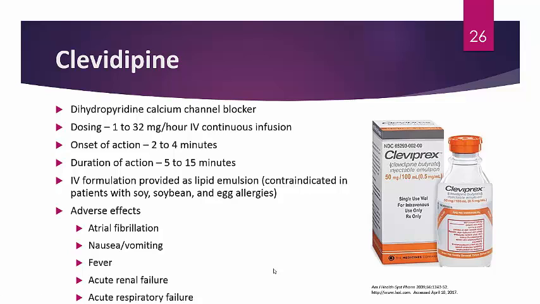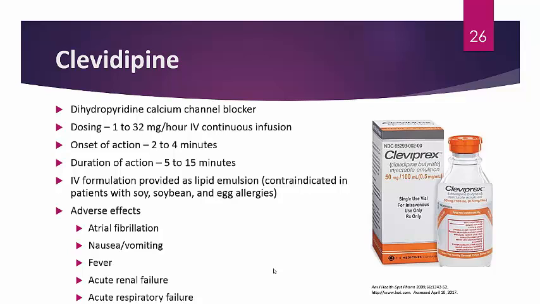Similar to Nicardipine, Clevidipine is also a dihydropyridine calcium channel blocker. Its dosing is between 1 to 32 milligrams per hour IV continuous infusion. It has a short onset between 2 to 4 minutes and a duration of action between 5 and 15 minutes. An important thing to note about Clevidipine is, unlike all of the other antihypertensive IV agents that we're talking about, this agent is actually formulated as a lipid emulsion, and as a result can actually contribute to the amount of calories that you receive per day in regards to a patient's nutritional status.